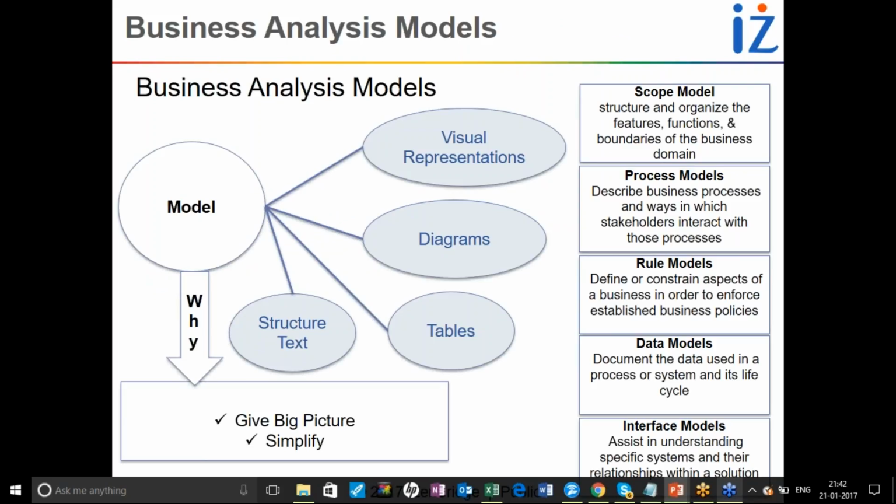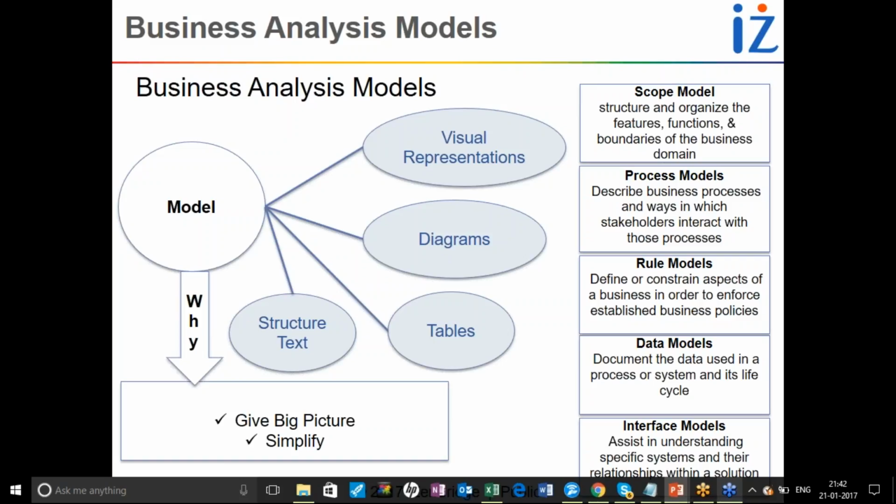When we start a project, we start with a shared vision of the scope. We need to know what the boundary is, and the boundary can be defined by the features and functions which are relevant to the problem domain. And then we use the process models, rule models, data models, and interface models.